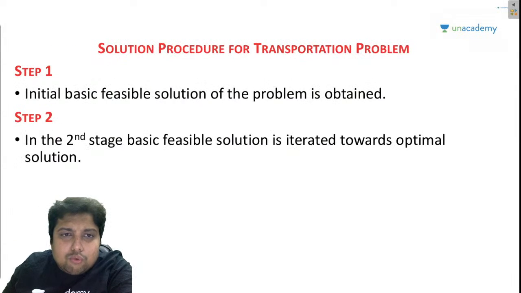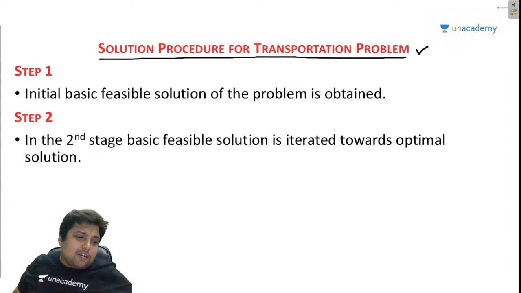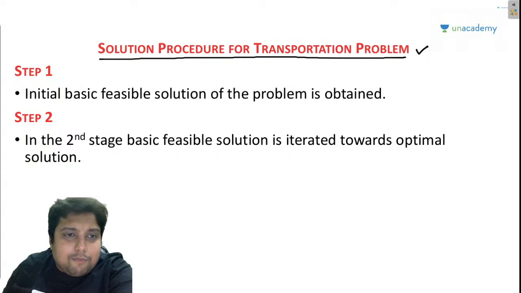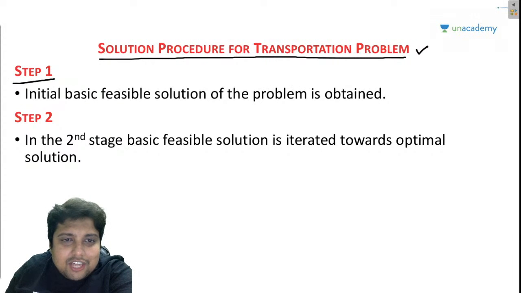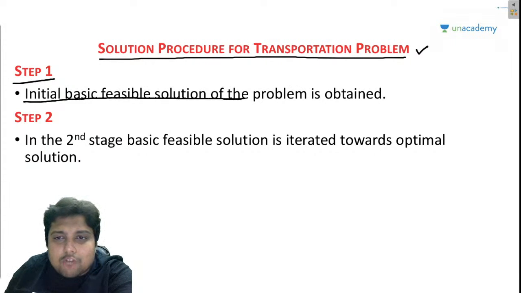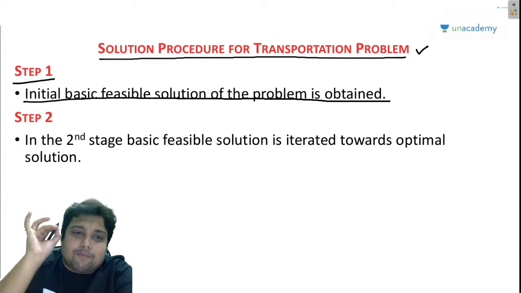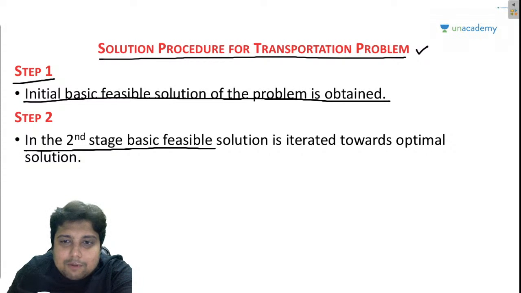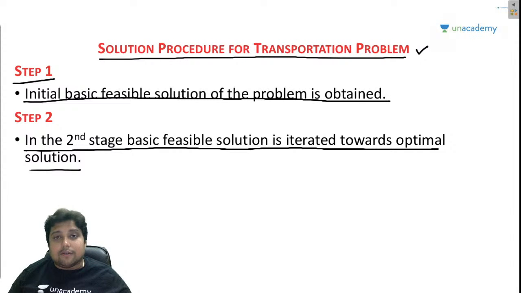Now, solution procedure for transportation problem. Okay. So step 1 in the solution procedure for transportation problem: initial basic feasible solution of the problem is obtained. Number 2, in the second stage, basic feasible solution is iterated towards the optimal solution. Guys, what is new here?